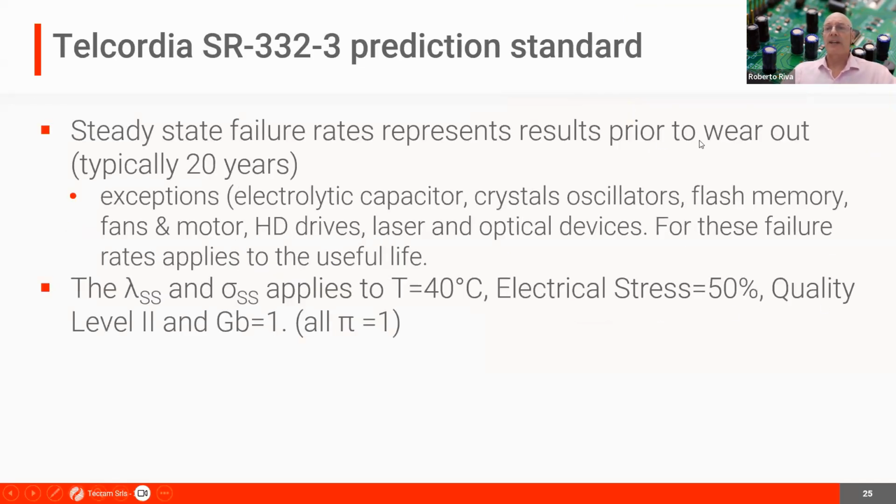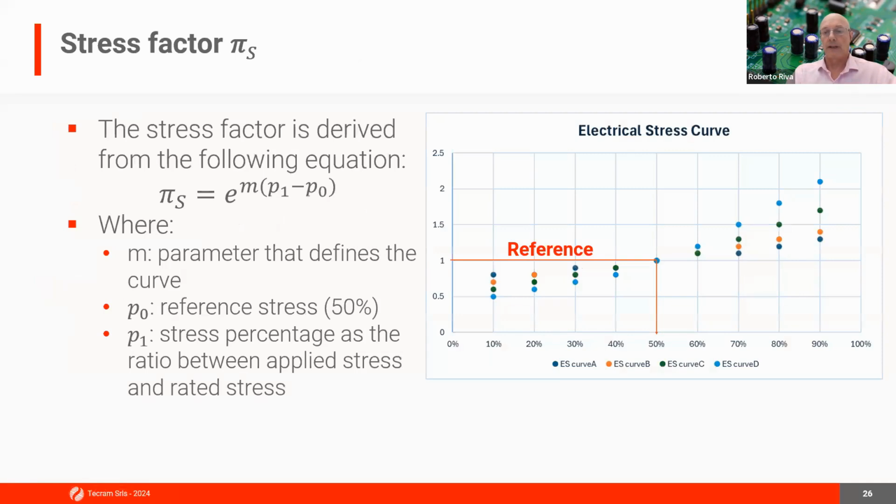And the steady state failure rate represents the result prior to wear-out, typically 20 years. And again, we don't take wear-out life, okay? So the reference conditions are 40 Celsius, electrical stress of 50%, quality level 2, which translates to ground benign, and basically all pi's are 1. So we want to use a configuration that would not interfere too much on the actual result. And of course, we had to be consistent, so we had to be careful to make sure that we were using the same configuration. And that wasn't easy, as we'll see.